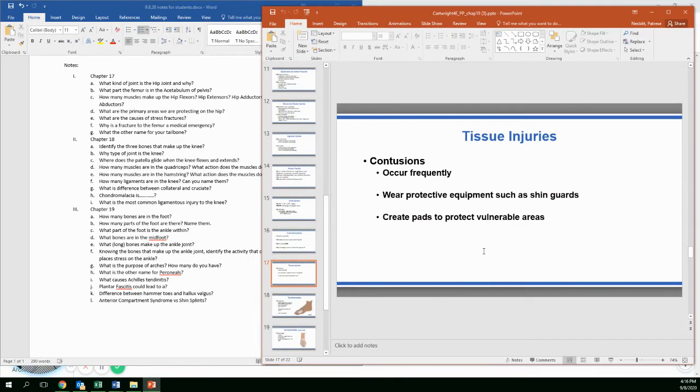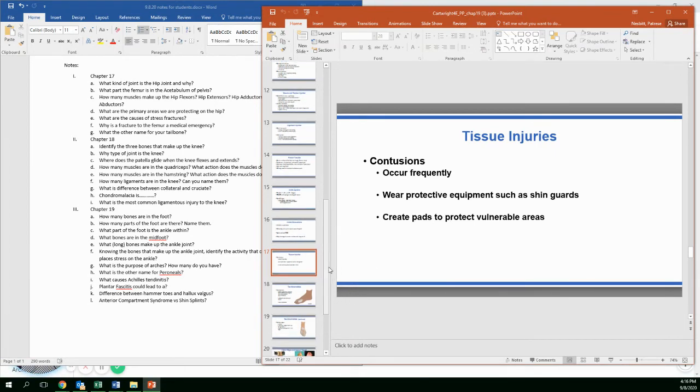Contusions, of course, is a bruise. You want to make sure that you're wearing protective gear for your shins. Oh my goodness. If you've ever had a bruise on your shin, that's excruciating too. But you always want to wear padding to protect those areas, especially the ankle, more so foot support. But shin, yeah, definitely need the padding in the front of the leg.